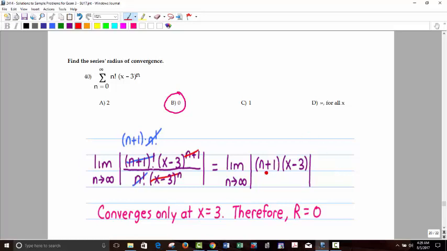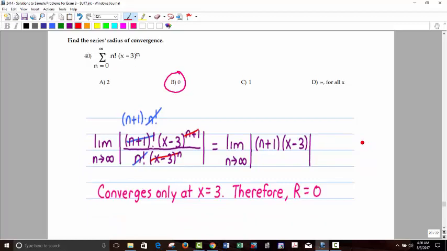Well, the only way this can possibly converge is if you pick the value for x that will make this 0. Therefore, all of that will turn to 0, and you'll have convergence because it will be less than 1. By the ratio test, 0 will be less than 1. Anything other than 3 you put in here is going to go to infinity and it'll diverge. So it converges only at x equals 3. So when you converge only at a single point, that means the radius of convergence is 0. It goes from 3 to 3, so it has no width other than 0.